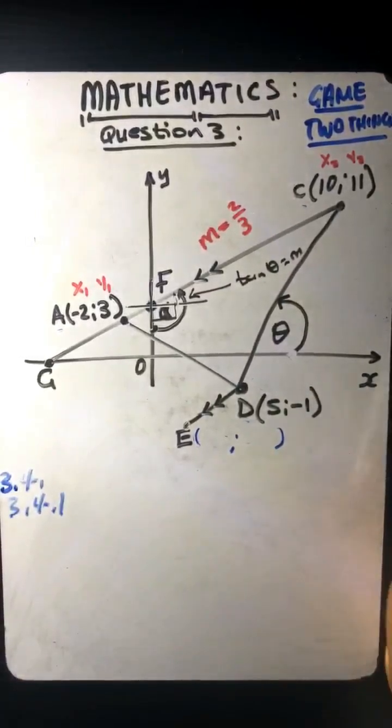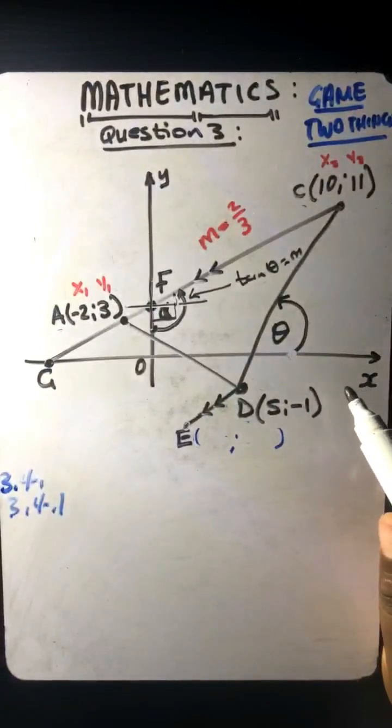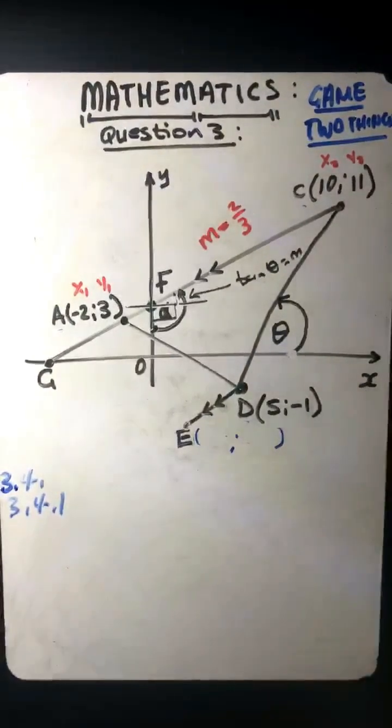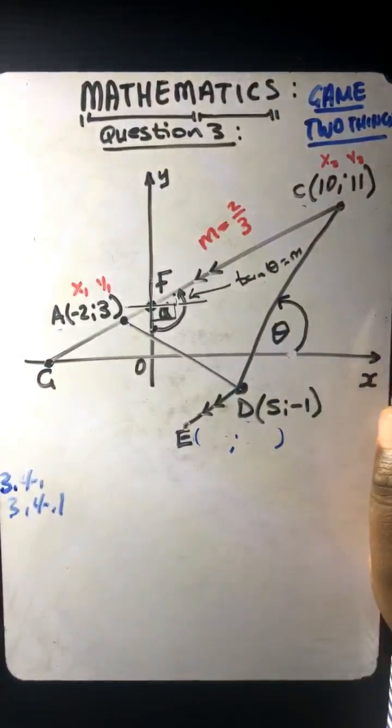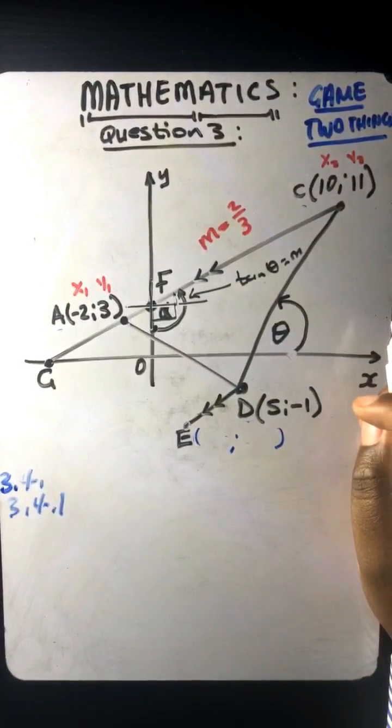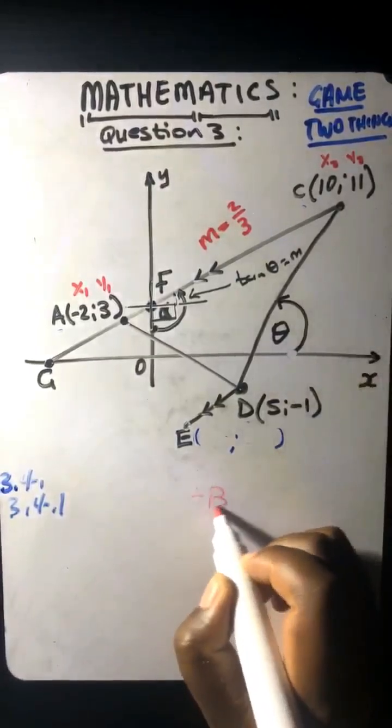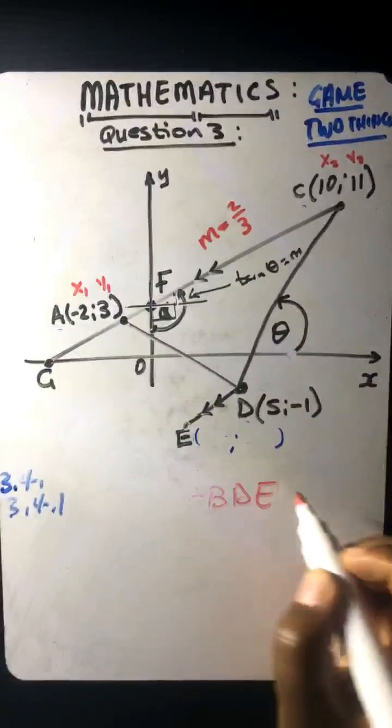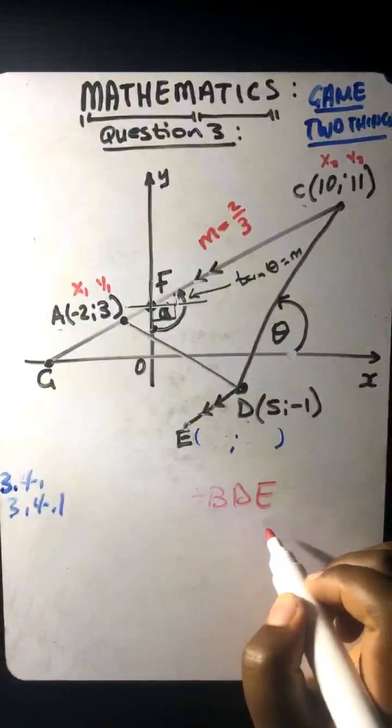Okay, so let's see. 3.4 says B. Where is B? Yes, can you see now? They are now talking about B, of which they excluded that letter at first. So let's see. B is a point in the first quadrant, such that A, B, D, E in this order forms a rectangle.